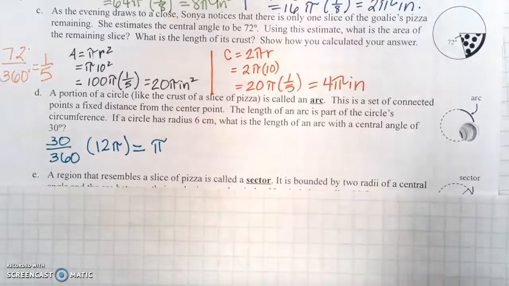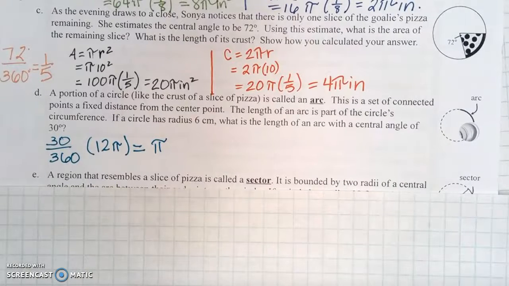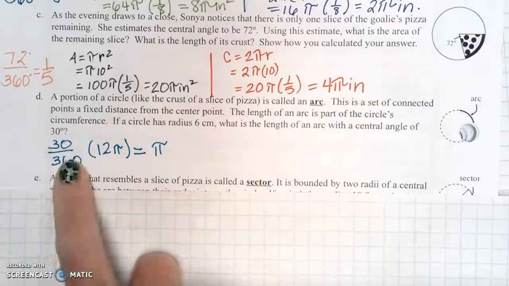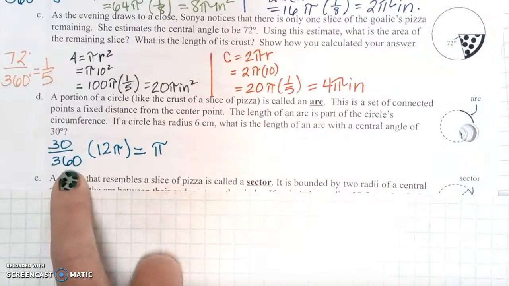Okay. Part D. A portion of a circle, like the crust of a slice of pizza, is called an arc. This is a set of connected points a fixed distance from the center point. The length of the arc is part of the circle's circumference. If a circle has a radius of 6, what is the length of an arc with a central angle of 30 degrees? Okay, so now we're getting 30 degrees out of a total of 360.